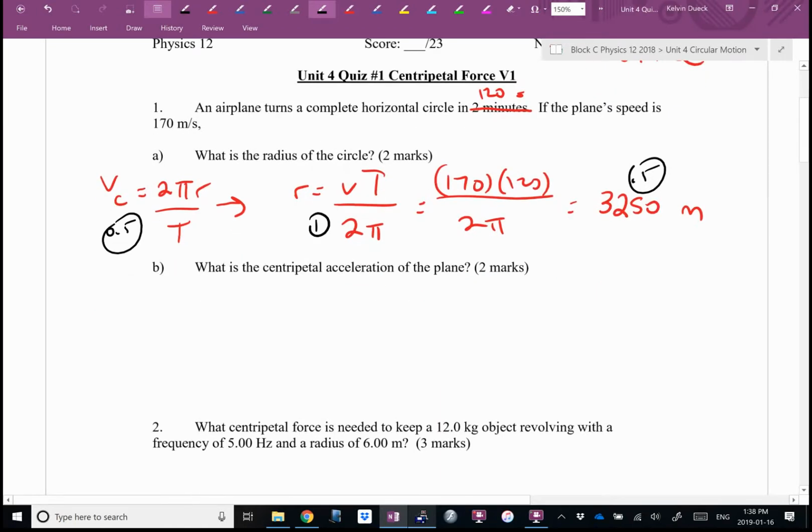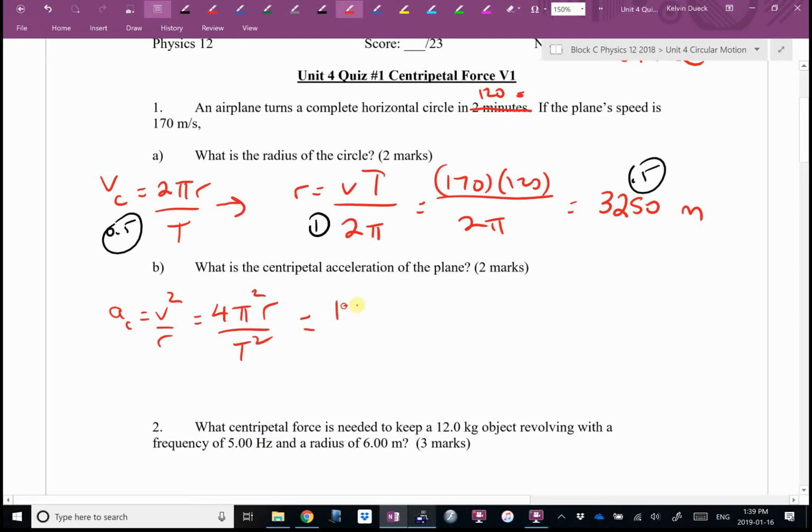B, now they want the centripetal acceleration. I have 2 options, Justin. I can use v squared over r, or I can use 4 pi squared r over t squared. There's no advantage between one or the other. In both of them, I'm going to have to use an answer from part A no matter what. So I went with the least amount of typing. I used v squared over r.